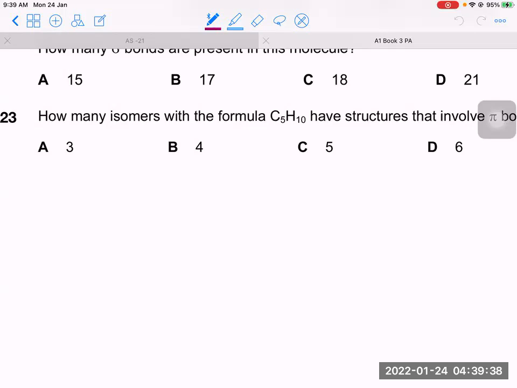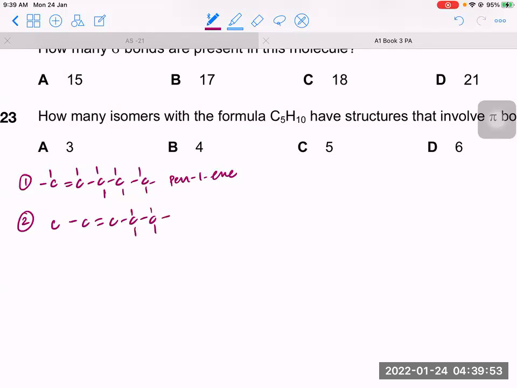So let's see the first one. You will make a main chain of 5. Make a pent 1-ene. Then you shift the double bond to carbon number 2. This right here becomes what? Pent 2-ene. Let's see, can we shift it to carbon number 3? If you shift it to carbon number 3, it again becomes what? Pent 2-ene. You've already drawn it.